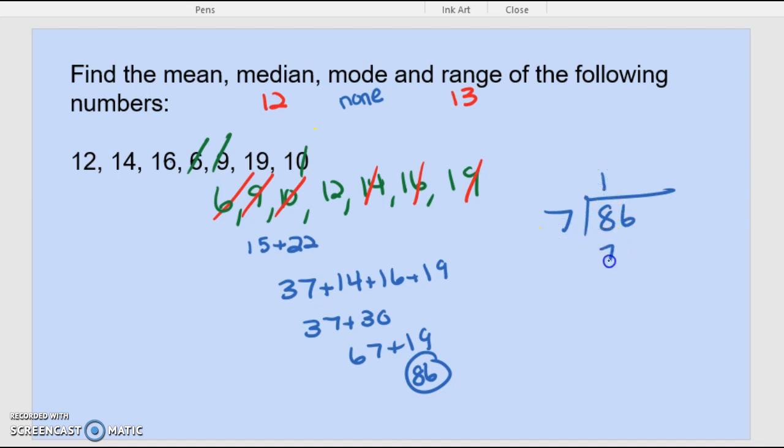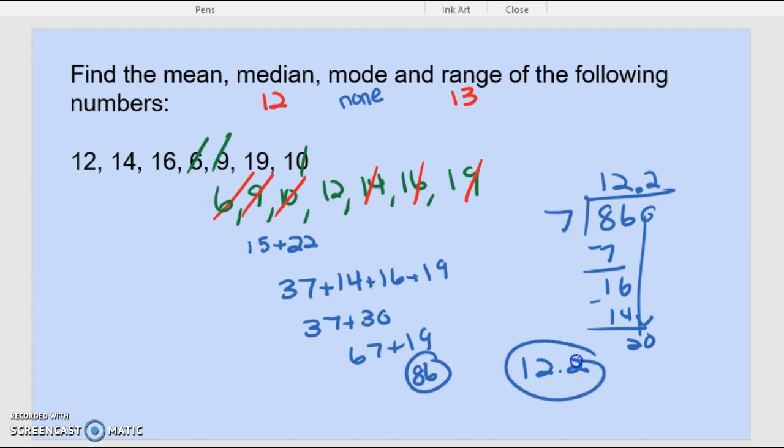7 goes into 8 one time. Goes into 16 twice. That's 14. Subtract 2. So now I need to add a decimal point and bring a 0 down. So 714. That's okay. So I would say my mean is around 12.2.